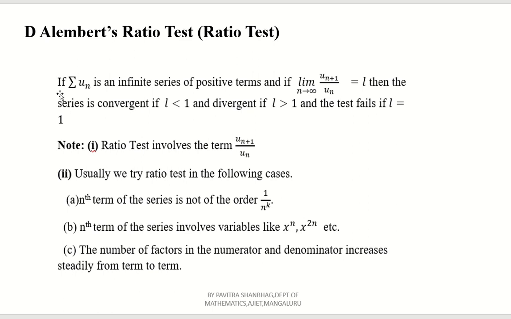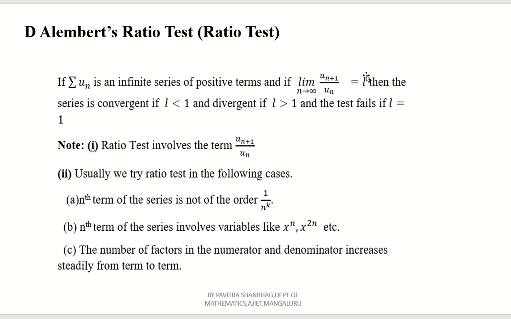Now, if summation un is an infinite series of positive terms and if limit un plus 1 by un as n tends to infinity is equal to L, say, they will give the nth term of the series, or you can find the nth term of the series. Later you have to find the n plus 1th term of the series, compute un plus 1 by un and then apply the limit as n tends to infinity. Suppose after applying the limit you get some constant value L. Then there are three possibilities.